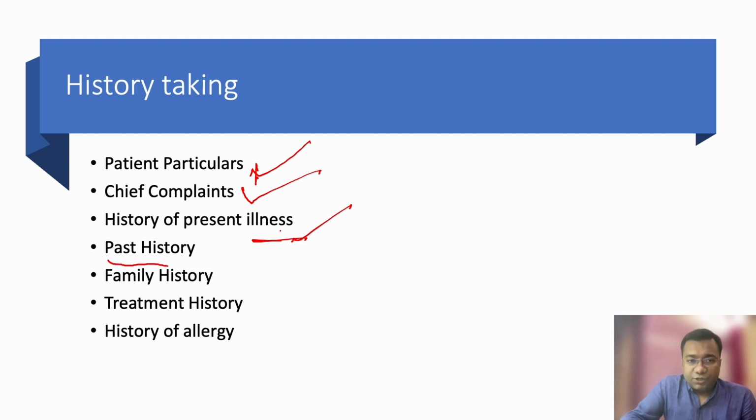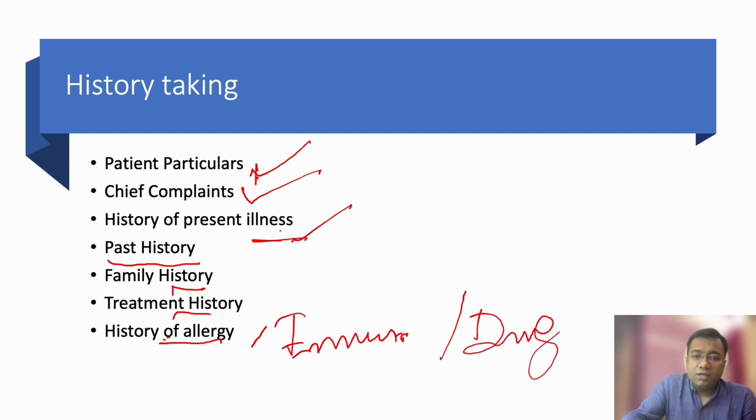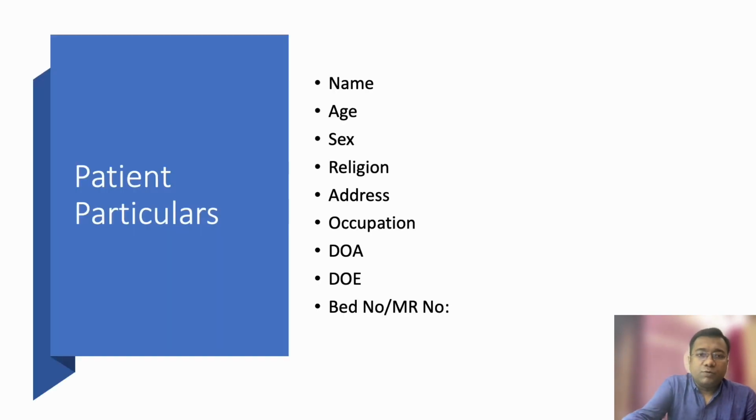Then you come to the past history, then family history, treatment history, history of allergy, immunization and drug history. So these are included in history taking. To repeat again: patient particulars, chief complaints, history of present illness, past history, family history, treatment history, and history of allergy, immunization or drug history. All right, now in patient particulars you have name, age, sex, religion, address, occupation, date of admission or date of examination, bed number or MR number.